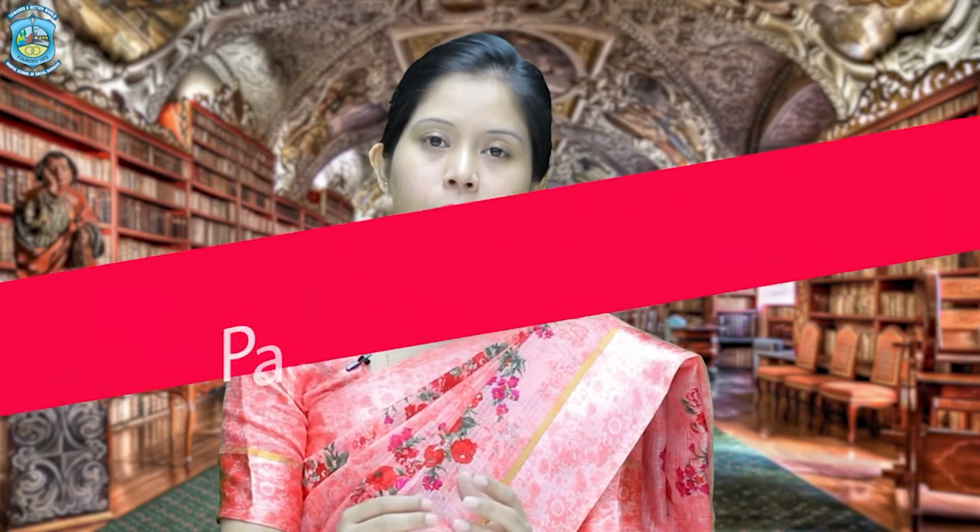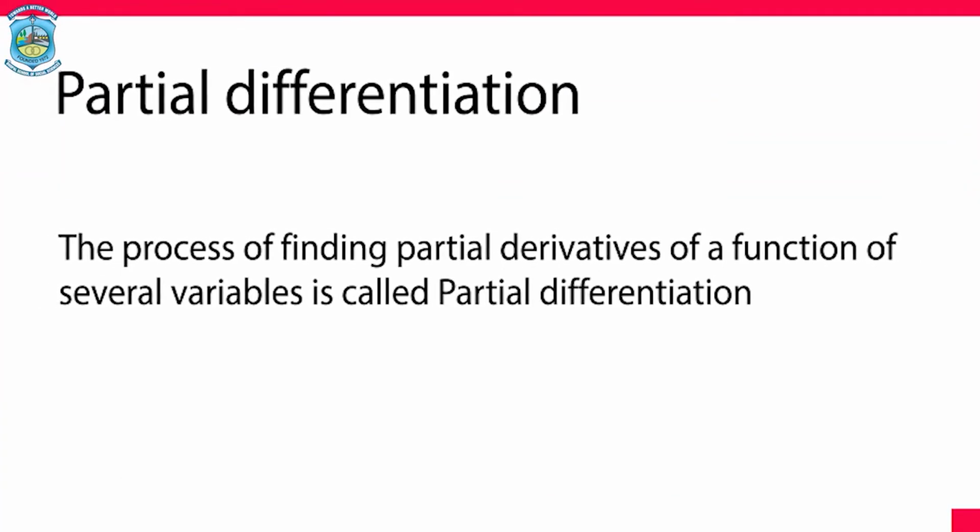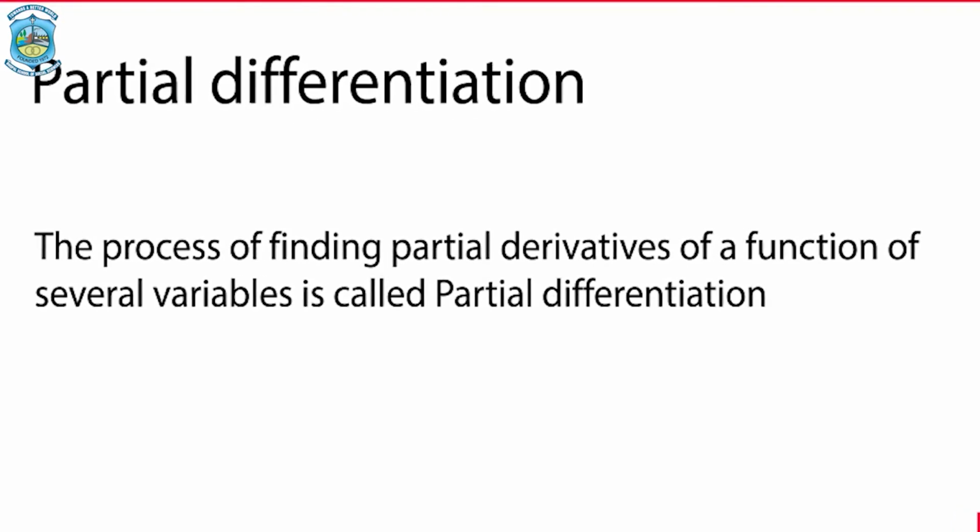Students, so far we have differentiated functions which were either implicit or explicit in one variable. So now the question is, what if the functions are of several variables and we wish to differentiate them? So in this case we use partial differentiation. The definition of partial differentiation is the process of finding partial derivatives of functions of several variables is called partial differentiation. Now moving on to what are partial derivatives.